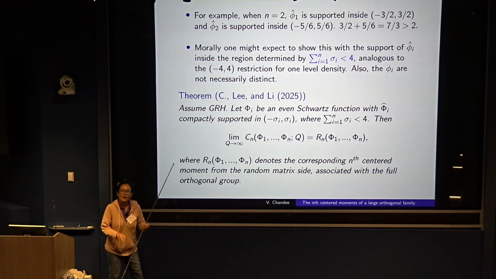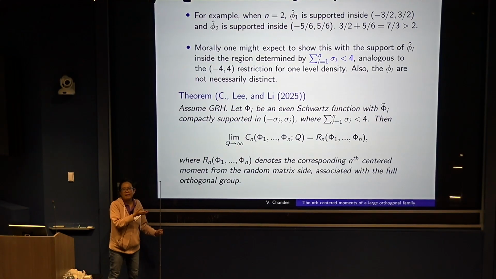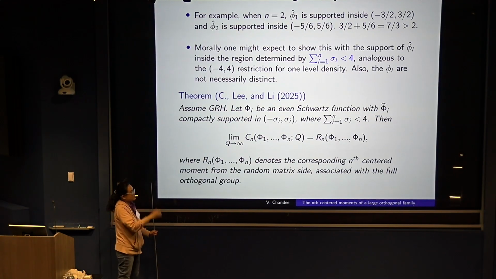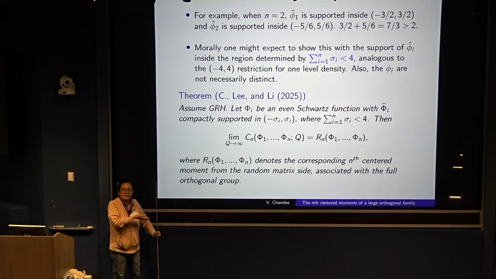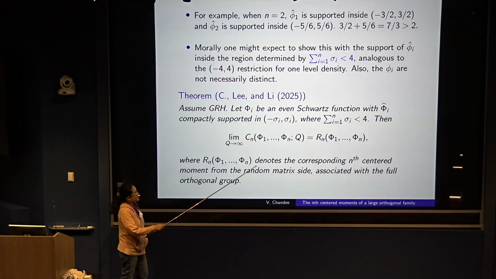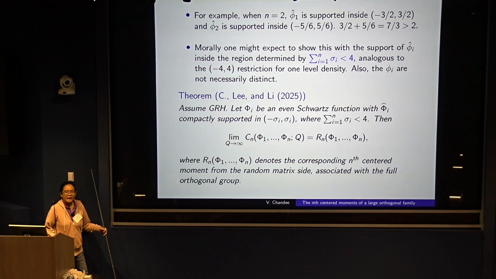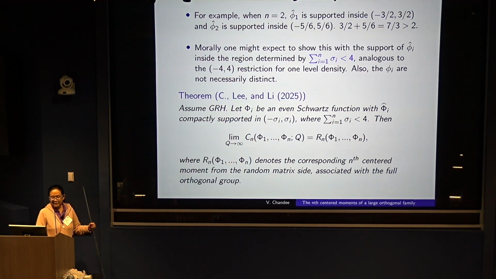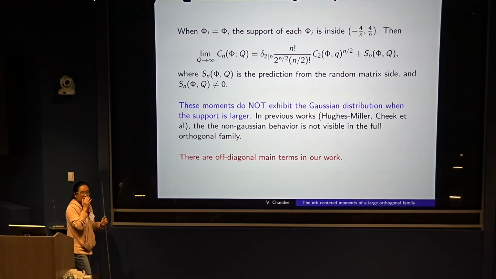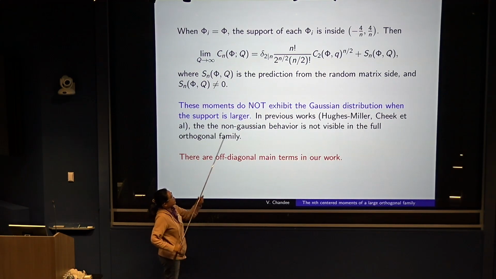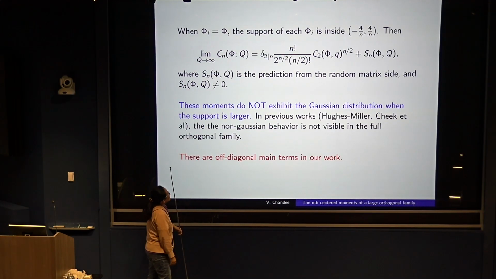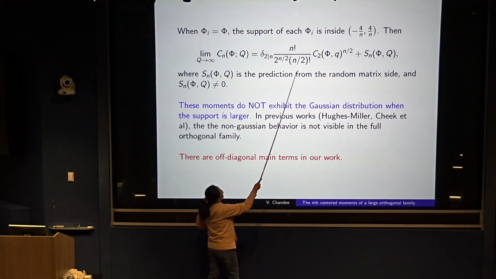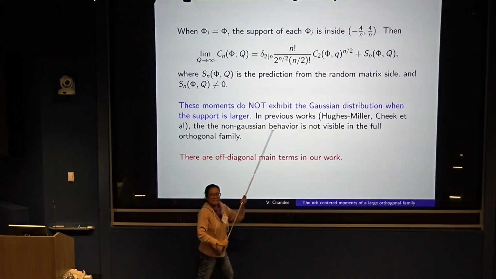I will not express what Rn is for now, but I will tell you how to set up this Rn later. And this Rn actually can be computed from the random matrix side. That's analogous to the n-centered moment from random matrix theory, and this is associated with the full orthogonal group. But what I will show you is the formula when phi I is the same. It turns out that when phi I equals phi, with support going up to 4 over n, you see a Gaussian distribution, but not just that, you see an extra term here.